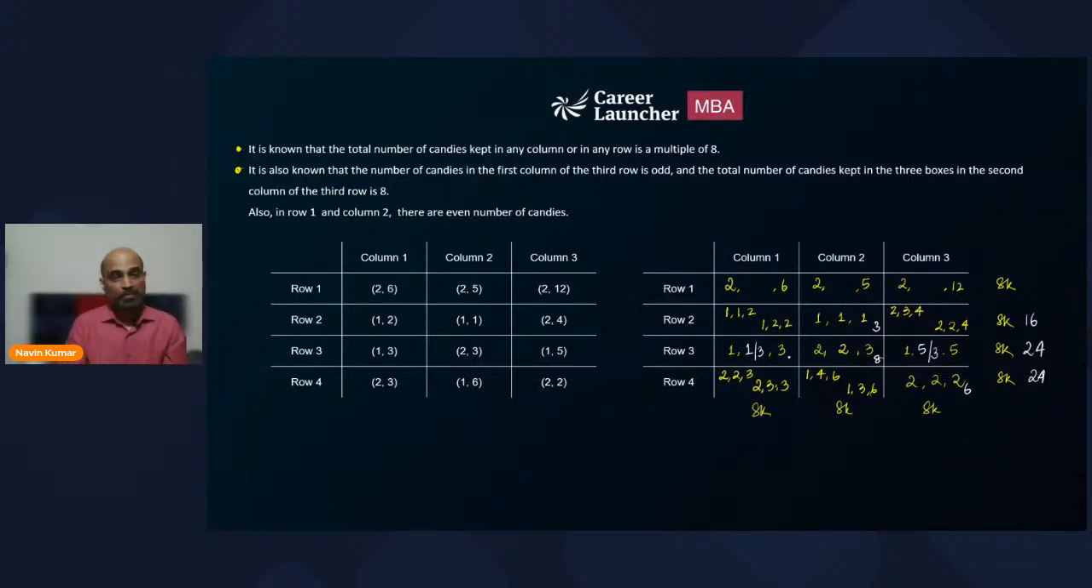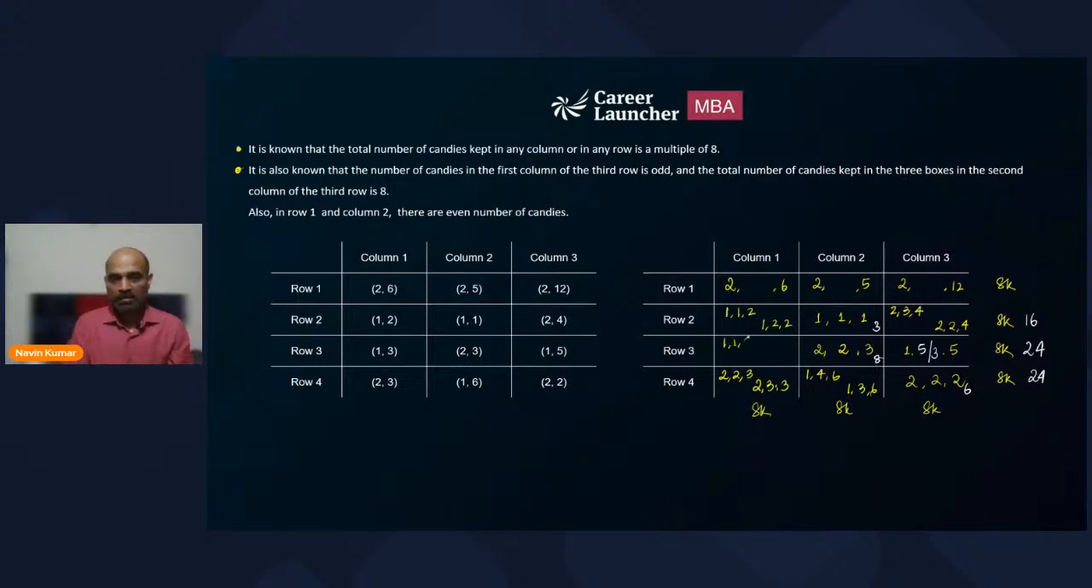Say 1 plus 1 plus 3 is 5. 5 plus 8 is 13. 13 plus 1 plus 5 plus 5 is 11. Plus 13, 24. Or 1, 3, 3 is 7. Plus 8, 15. Plus 1 plus 3 plus 5 is 9, right? 15 plus 9 is 24. So 2 cases again. So we will have 1, 1, 3 and 1, 3, 1.